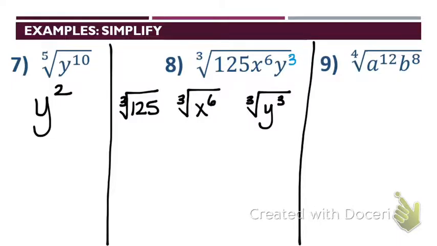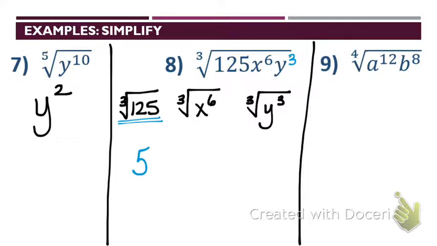So does anyone know what number I can multiply against itself 3 times to get 125? Because that's a perfect cube. 5. So if you're not sure in your calculator, take 5 times 5 times 5, or you can type 5 to the power of 3, and you should get 125. So the cube root of 125 is 5.